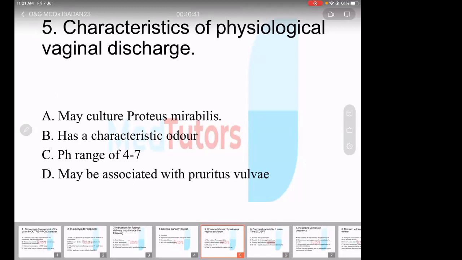D, it may be associated with pruritus vulvae. A normal vaginal discharge should not have any form of pruritus. It's unless there's an ongoing infection, that is when you can have pruritus. So B is the answer here. It has a characteristic odor.